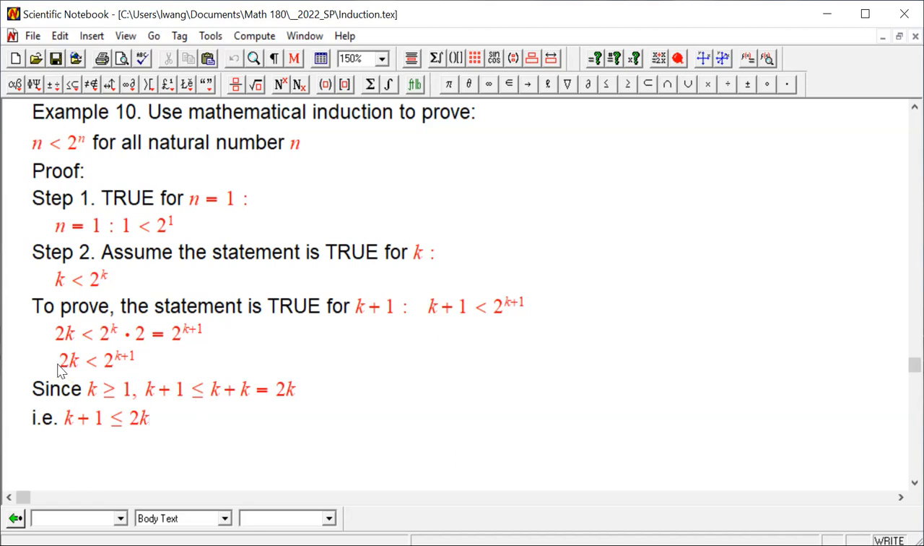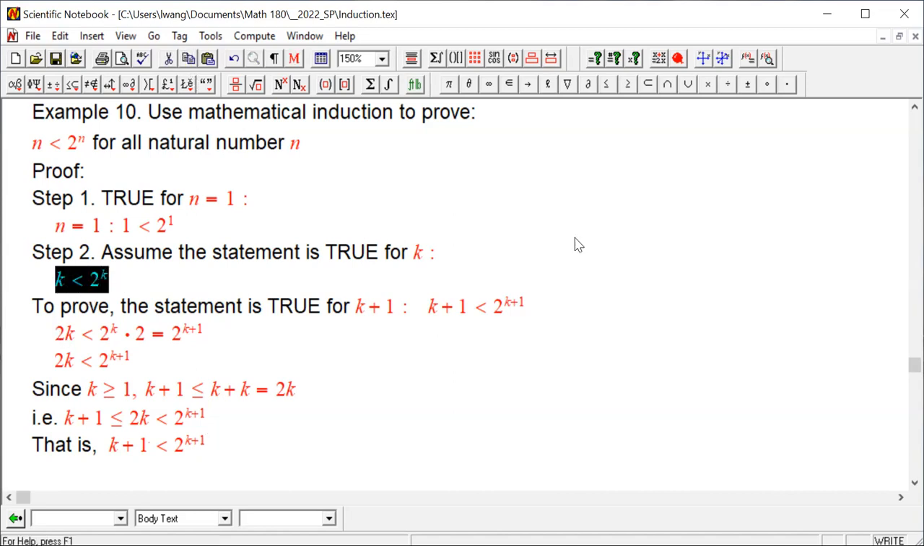According to the assumption, because we got here from the assumed, it's less than 2 to the power of k plus 1. That is, k plus 1 indeed is less than 2 to the power of k plus 1. Proved. So we use the assumed.